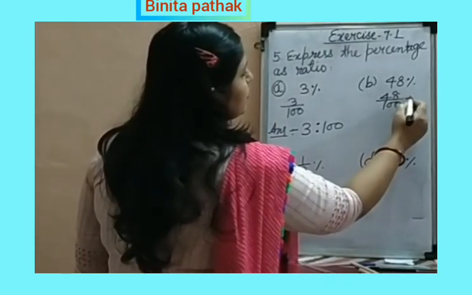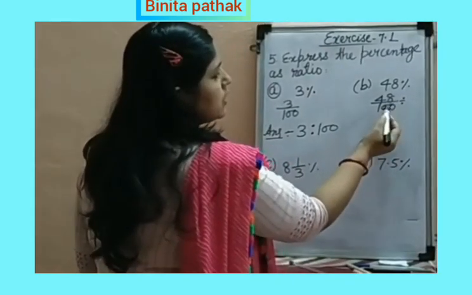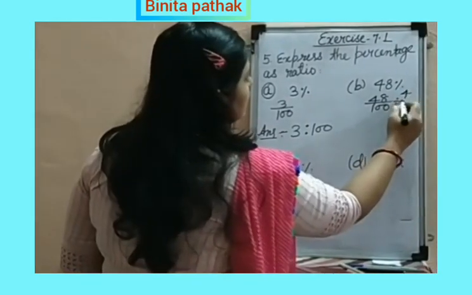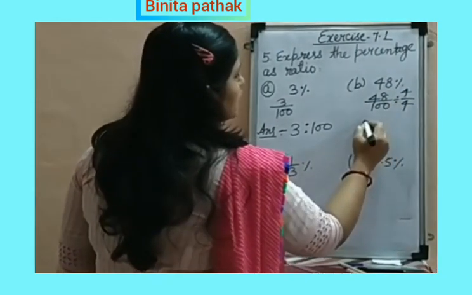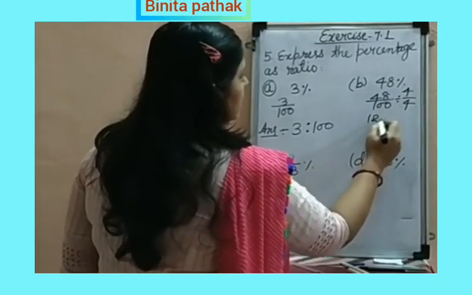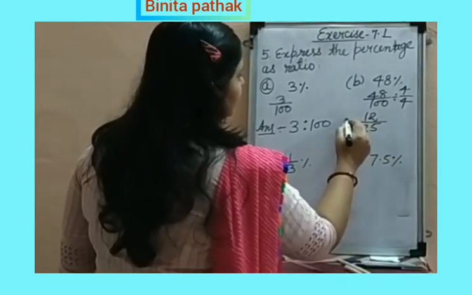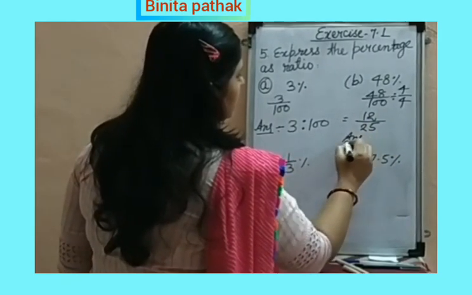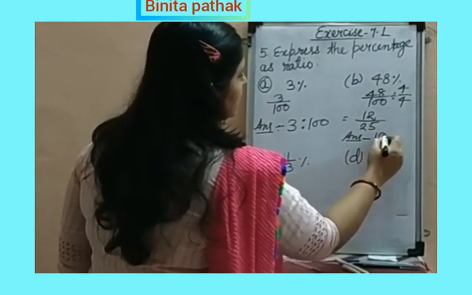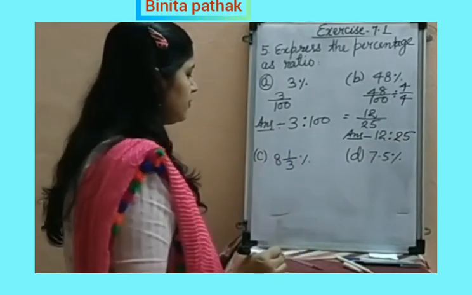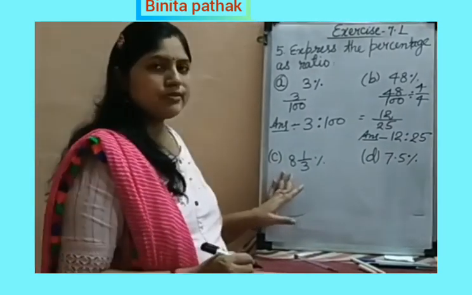Now question number B is 48 upon 100 after removing the symbol of percent. So we will divide it because it can be cancelled by 4. We will divide it by 4. 12 fours are 48 and 25 fours are 100. So our answer will be 12 is the numerator, so 12 is to 25.